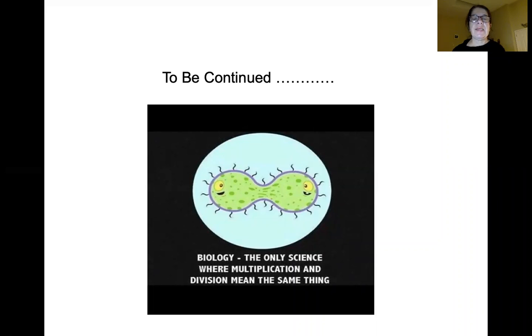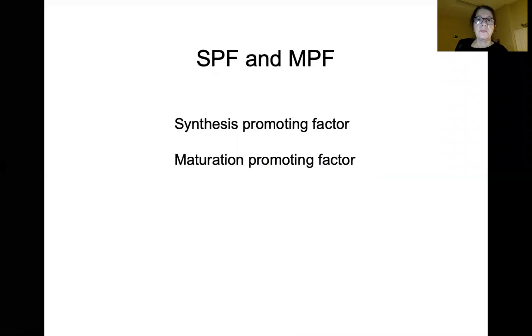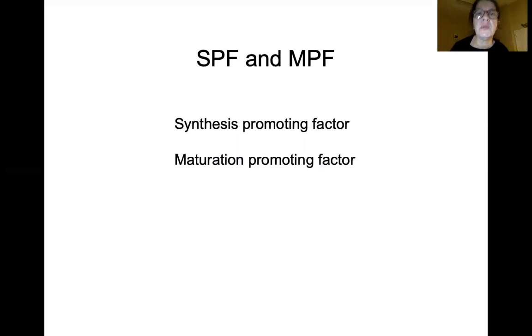Last time we talked about the major phases of the cell cycle, interphase and mitosis, and what is happening in each of these phases. Today we're going to talk a little bit more about how the cell cycle is regulated. And to do that, I'm going to introduce two concepts, two players really. They're called SPF and MPF. SPF stands for synthesis promoting factor, and MPF stands for maturation promoting factor.